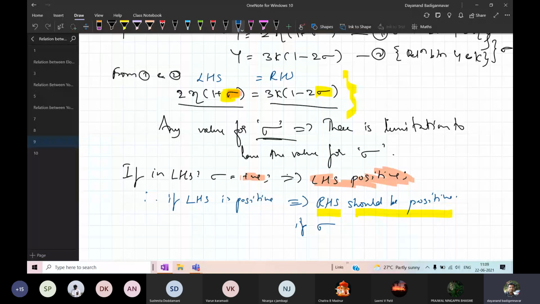if the value of sigma that you choose is less than 1 by 2. So this is the first limiting value. You cannot have sigma greater than this value. You're getting the point. It should always be lesser than 0.5. If sigma is lesser than 1 by 2, that is 0.5, then both the LHS and RHS are positive. This is the first case.